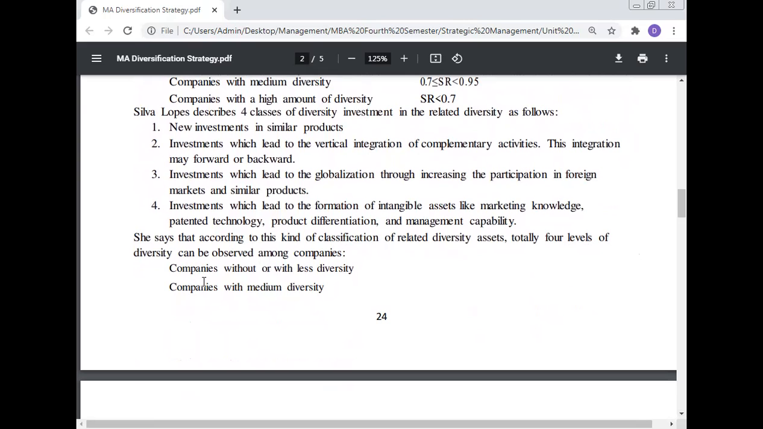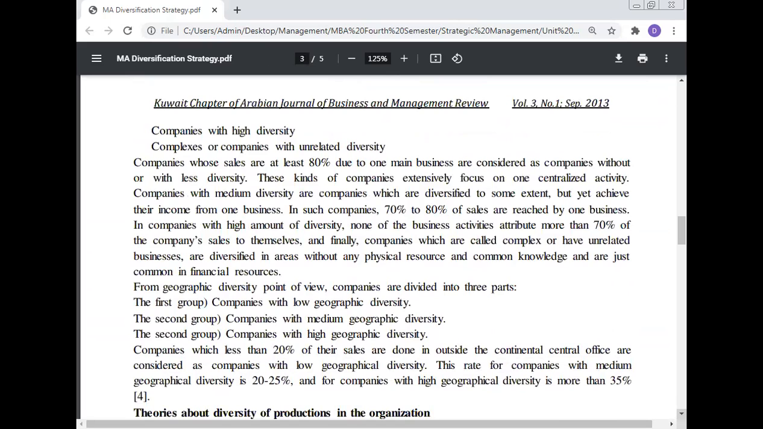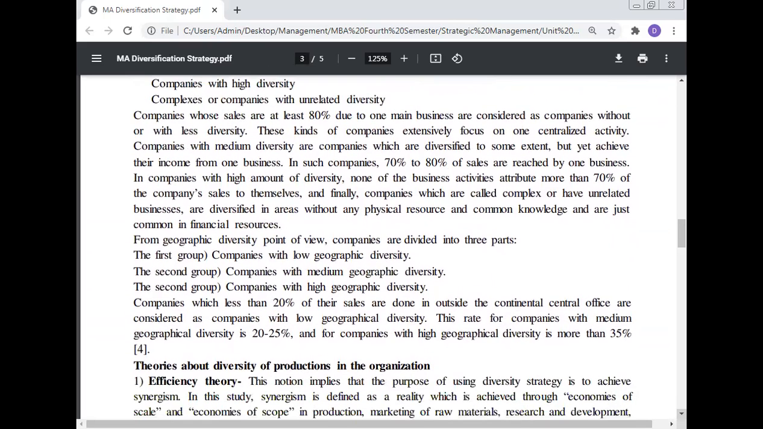Company without or with less diversity, company with medium diversity, company with high diversity, and complexes or company with unrelated diversity. Companies whose sales are at least 80% due to one main business are considered companies without or with less diversity. This kind of company extensively focuses on one centralized activity.